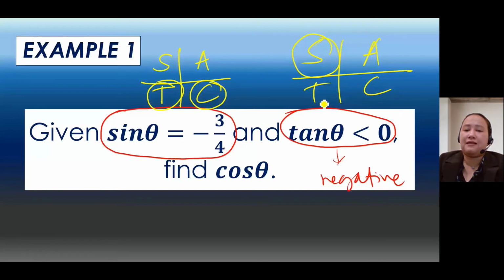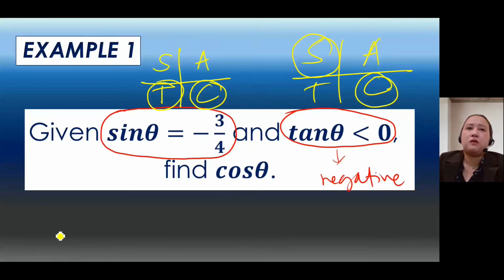In quadrant 3, tangent is positive, but in our given, tangent is negative, so we cannot encircle this. In quadrant 4, only cosine and its reciprocal, secant, are positive. So it means that sine and its reciprocal, tangent and its reciprocal are negative. So we're going to encircle this.